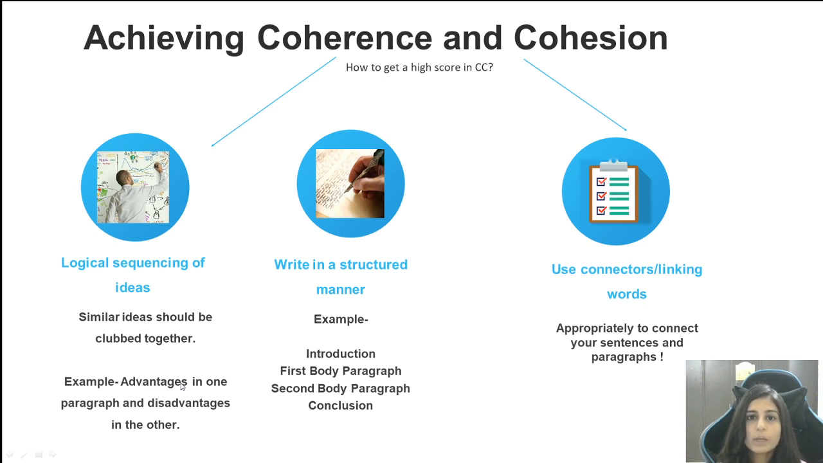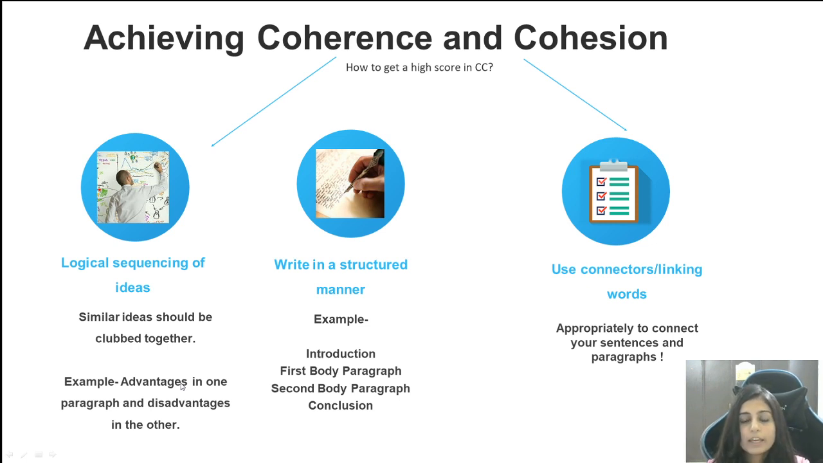But what if the sequencing goes wrong? Yes, you'll score 7 or 8 band scores in your task response, but in your coherence and cohesion, you will end up scoring 5 because the sequencing was so messed up. So not only do we have to write relevant ideas, we also have to sequence those ideas in a very logical manner. So here the focus is going to be on the logical sequencing of ideas, and one example has been given to you, which is combining advantages together and disadvantages together.